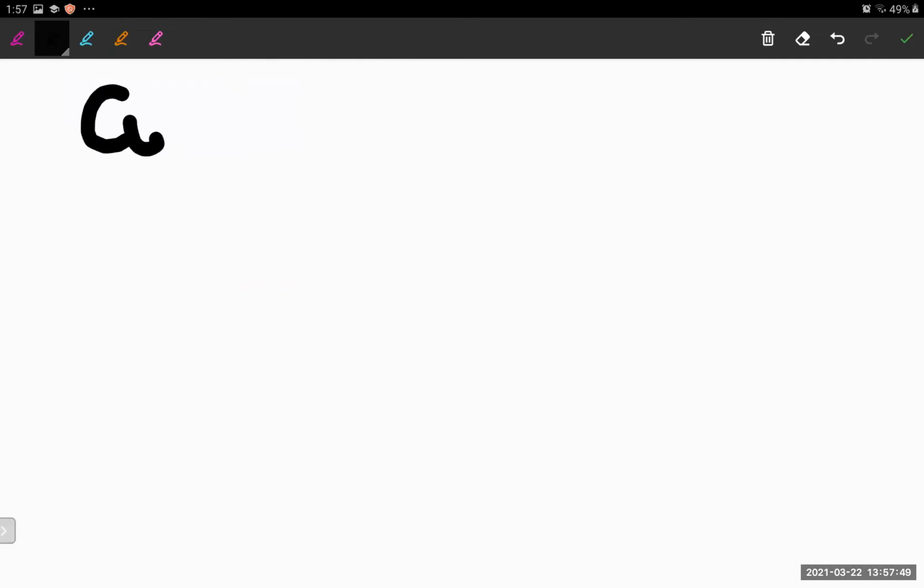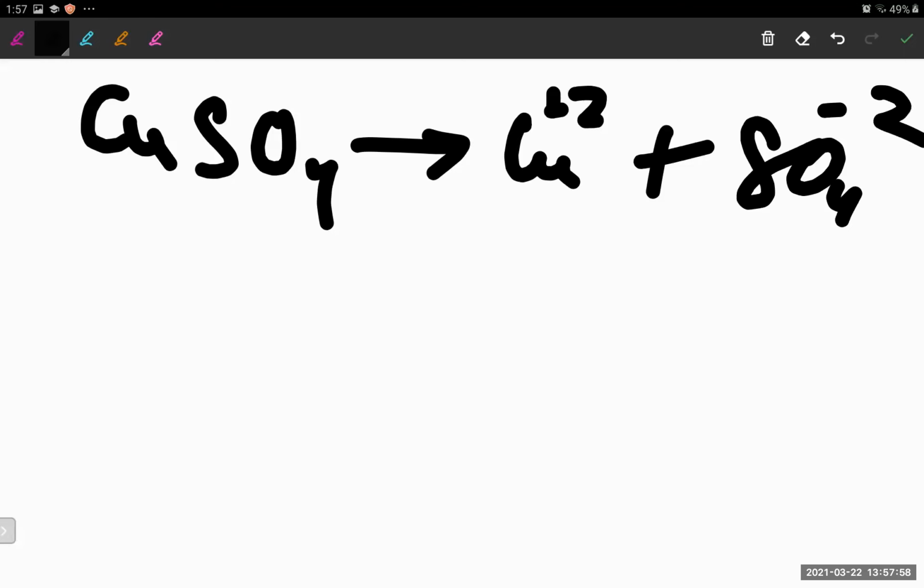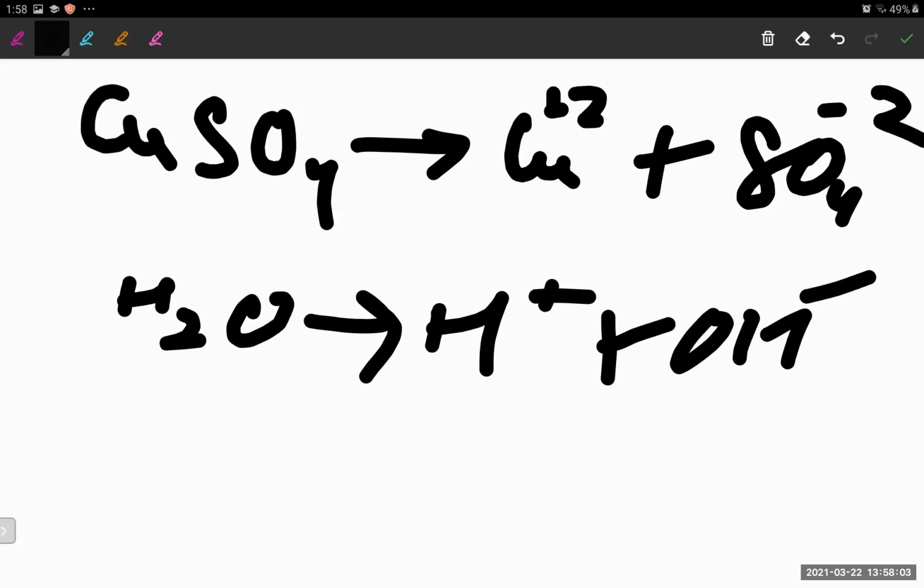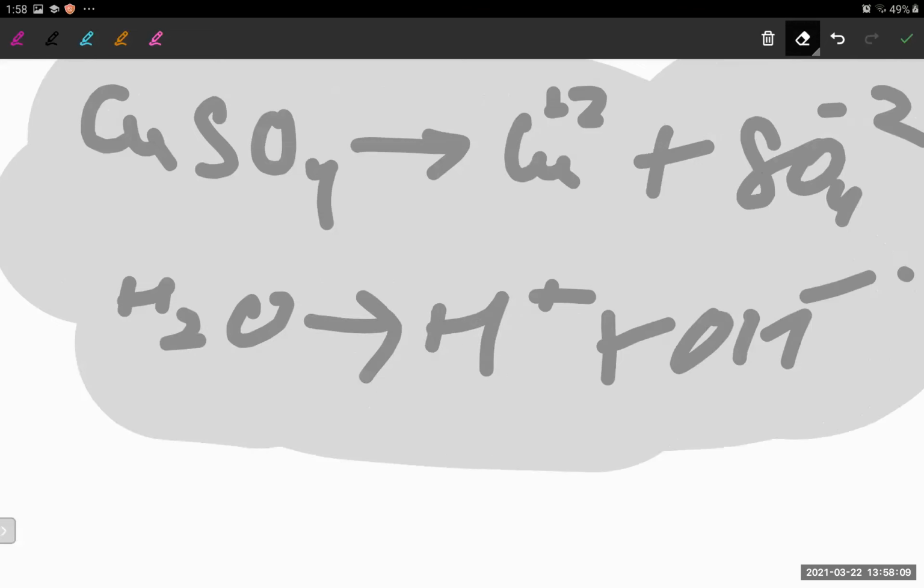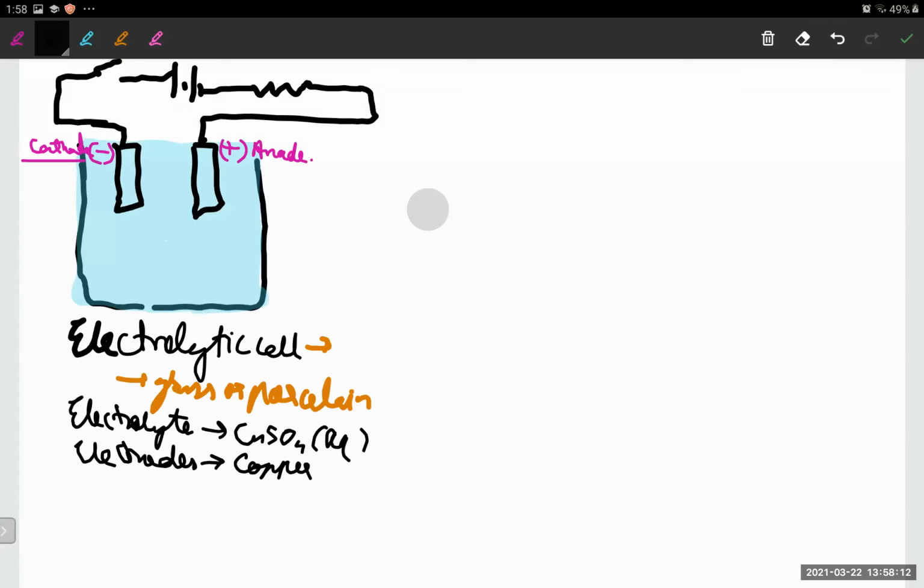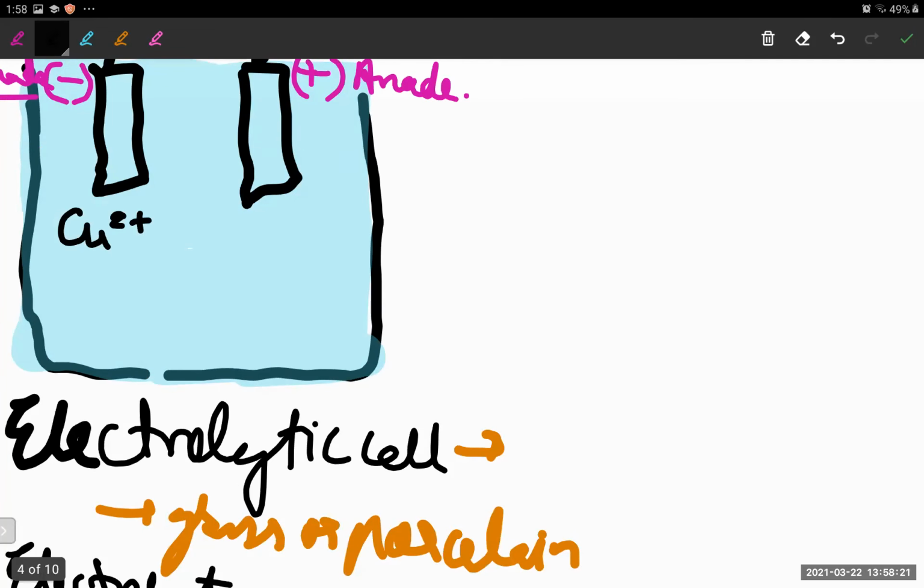Let's now see the dissociation that will happen. CuSO4, we all know, will break down into Cu2+ and SO4 2-, and H2O will be broken down into H+ and OH-. So the same thing will be happening here also. Let's write down the different ions. Cu2+ is there, SO4 2- is there, and what else is there? OH- is there, and H+ is there.